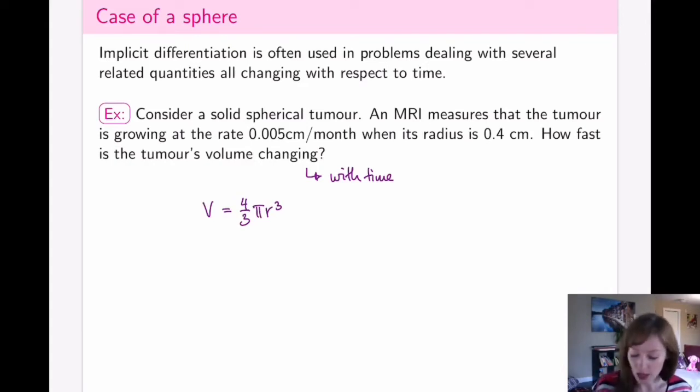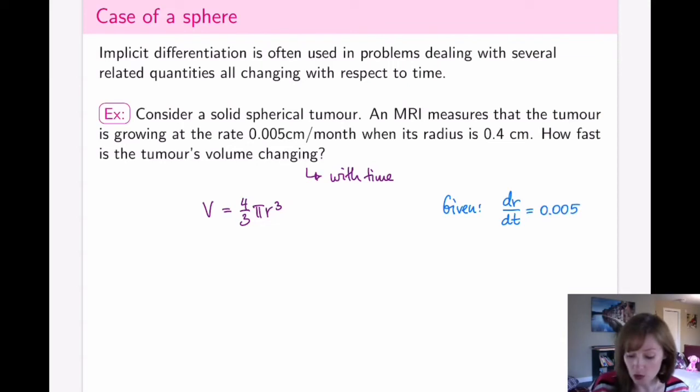Great. So now if I were to write down on the side the information that I'm given, the information given to me is the fact that the radius is changing at 0.005 centimeters per month. The radius is changing, I'm given the rate of it, and the units should also suggest that I am actually given the derivative of the radius. The derivative of the radius with respect to time, as per units here, is a positive 0.005.